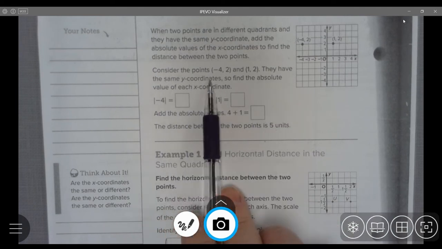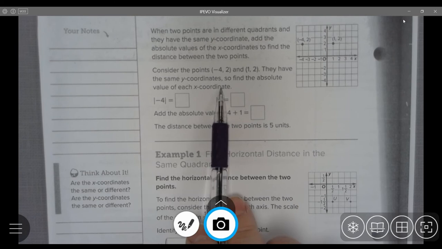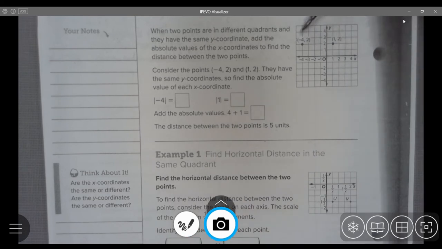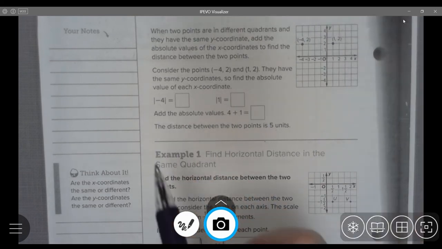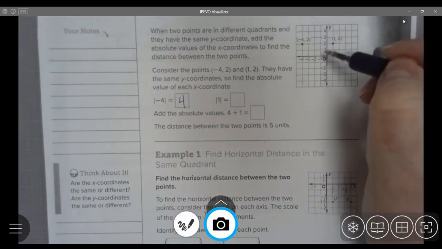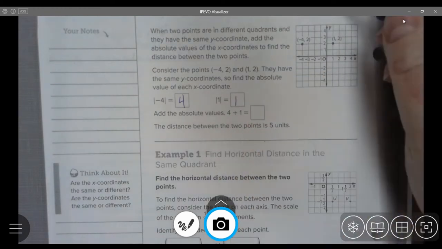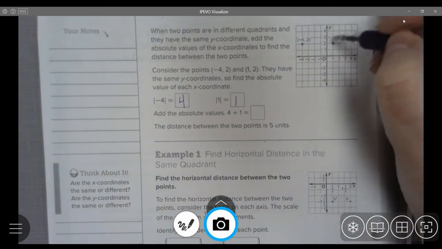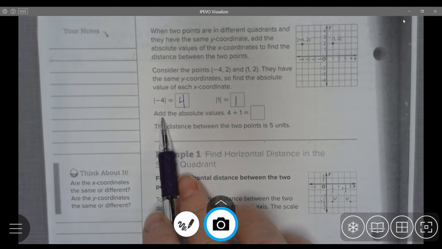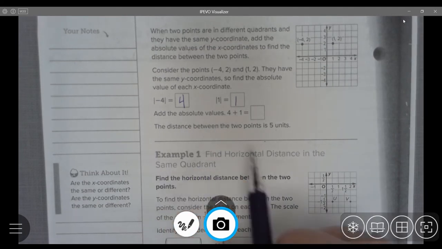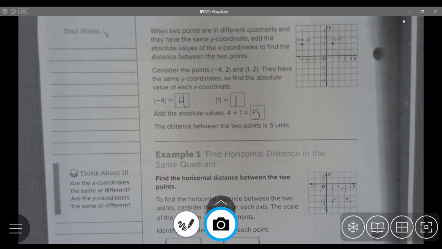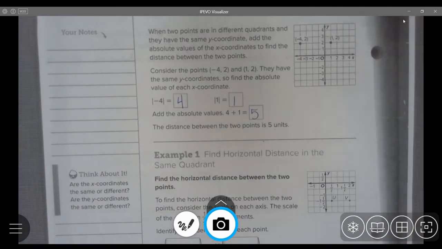So find the absolute value of the x coordinates. The absolute value of -4 is 4, meaning it's 4 units away from 0. The absolute value of 1 is 1 because it's 1 unit away from 0. Then we add these absolute values together. 4 plus 1 equals 5. So the distance between the 2 points is 5. And if I go up here, I can say here's 1 unit, 2 units, 3 units, 4 units, 5 units away.